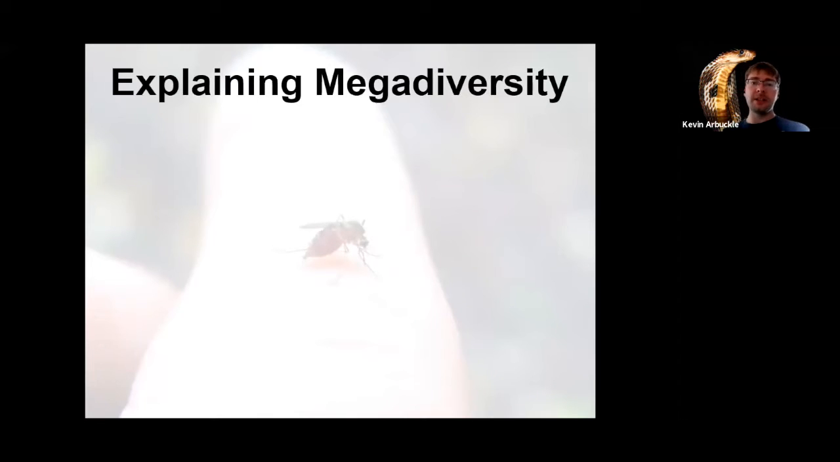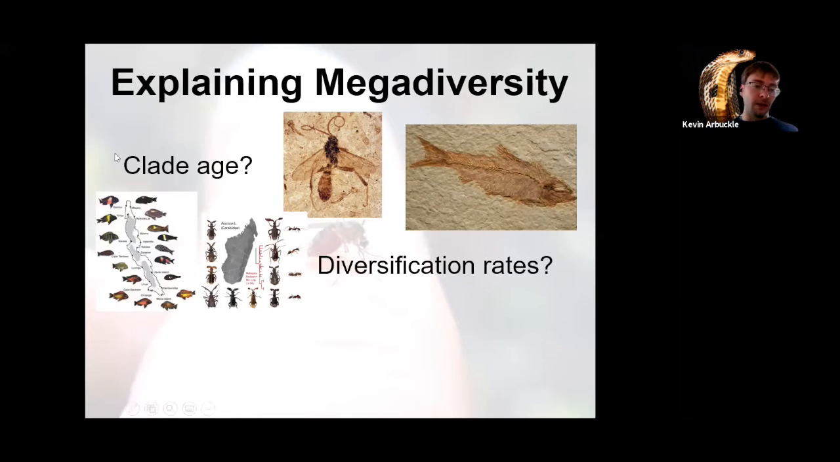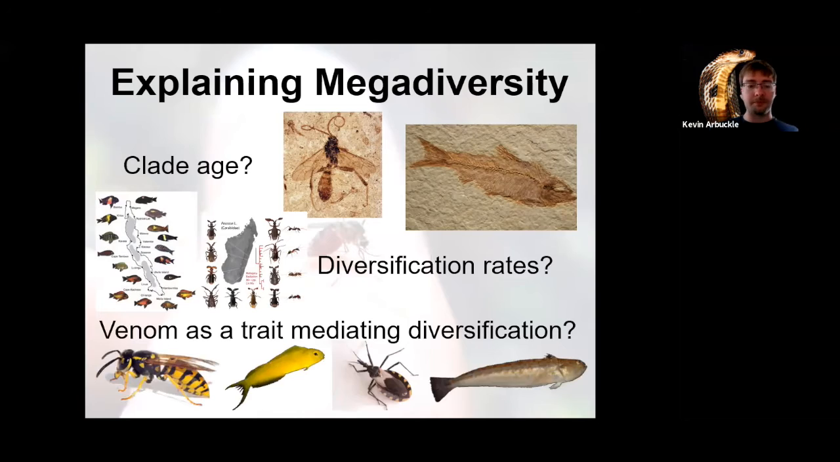How do we explain the mega diversity of insects and fishes? Well, we could consider clade age. I mean, both of these groups have extensive fossil records, and they are both over 400 million years old. That's a lot of time to accumulate species. We also know there's examples from both fishes and insects of rapid radiations. So it could be that diversification rates are higher in these groups, and that could be really important.